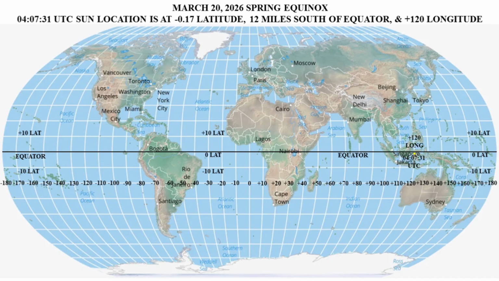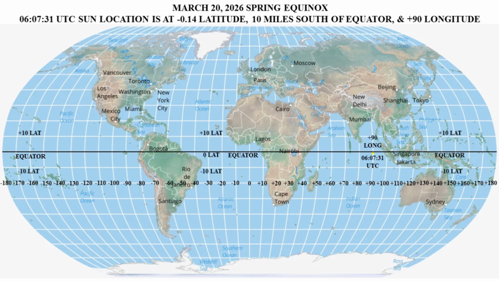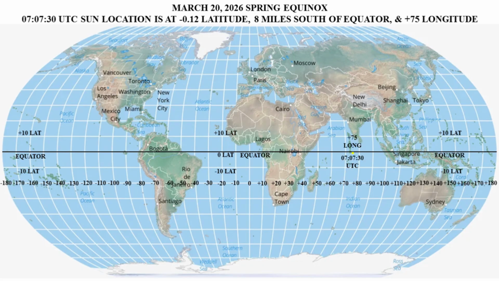04:07:31 UTC, sun location is at minus 0.17 latitude, 12 miles south of the equator, and at plus 120 longitude. 05:07:32 UTC, sun location is at minus 0.16 latitude, 11 miles south of the equator, and at plus 105 longitude. 06:07:31 UTC, sun location is at minus 0.14 latitude, 10 miles south of the equator, and at plus 90 degrees longitude. 07:07:30 UTC, sun location is at minus 0.12 latitude, 8 miles south of the equator, and at plus 75 longitude degrees.